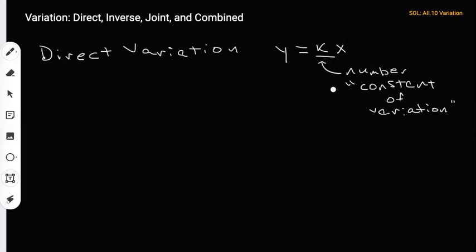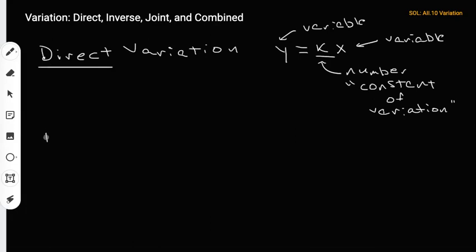So if k is a number, what are x and y? Those are going to be variables. So x is going to be a variable, and y is going to be a variable. Okay, so that's direct variation. An interesting way to think about it is that k and x are directly beside each other. So that's what we mean by direct variation.